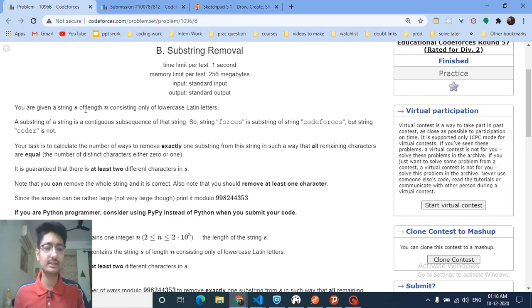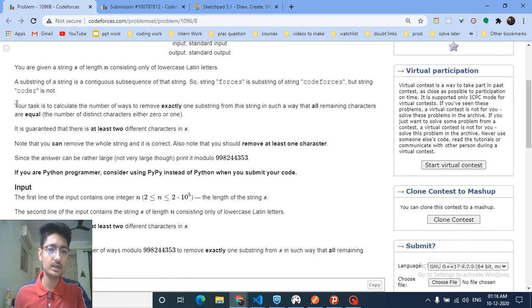You are given a string s of length n consisting of lowercase alphabets. Your task is to calculate the number of ways to remove exactly one substring from the string in such a way that all the remaining characters are equal. So what does this mean? You have some string, you have to remove some substring, and you have to remove exactly one substring always. You cannot remove two substrings or remove no substring. You have to remove exactly one substring such that all the remaining alphabets are equal, and you have to find the number of ways to do that modulo this number, which is a prime number. So that's the whole problem.